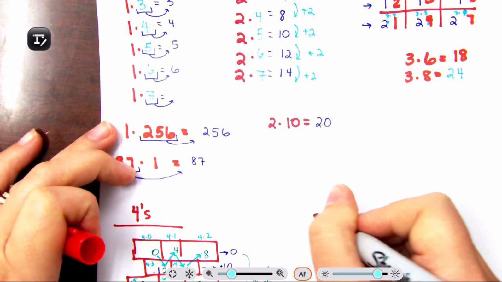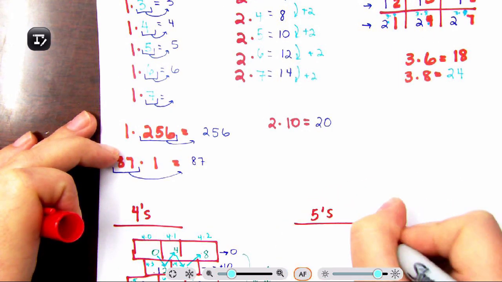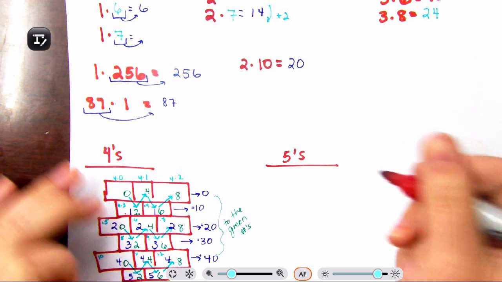All right, 5s. 5s, in my opinion, are one of my favorites because we count on our fingers.